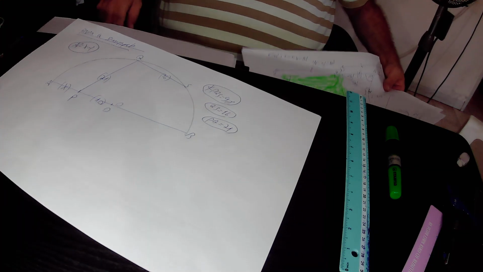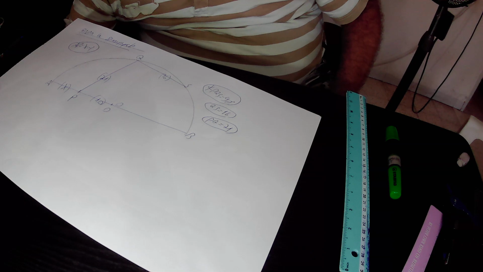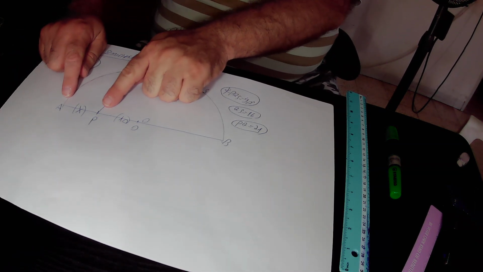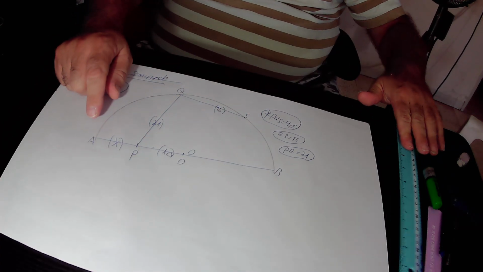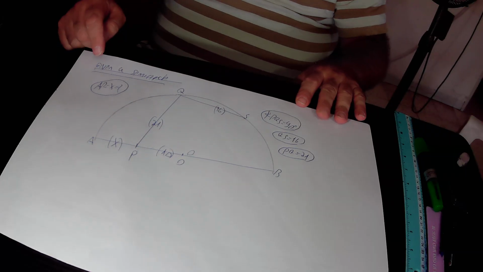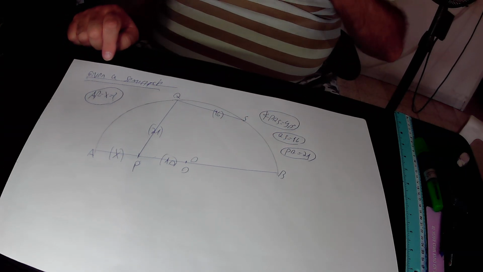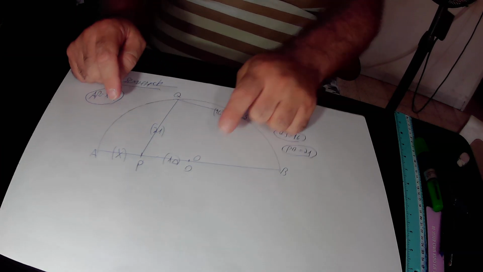In the second question, our task is to find out the length of this line segment AP that is equal to x. We have to find out the value of x. So in the drawing we have a semicircle. Point O is the center of this semicircle. Line segment OP equals 10 units in its length.